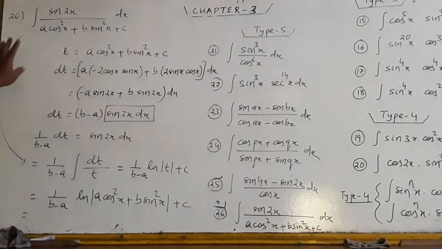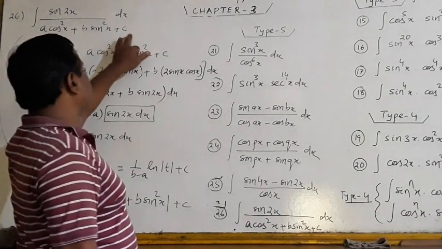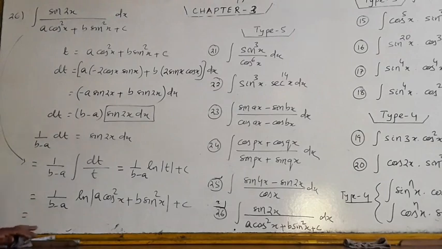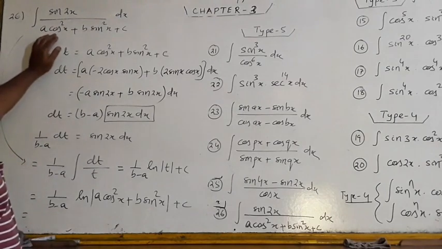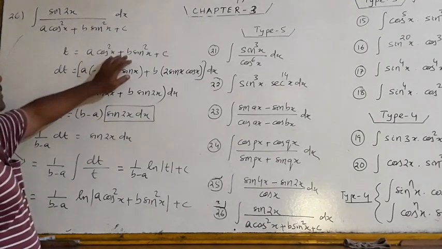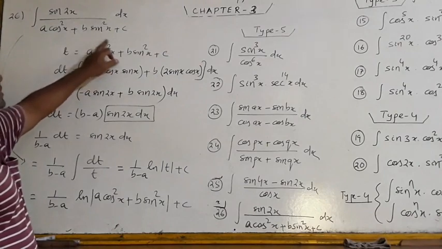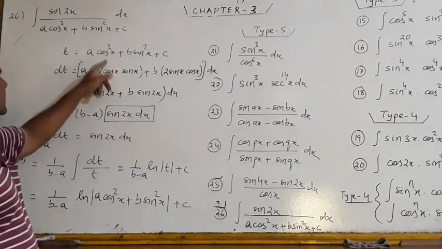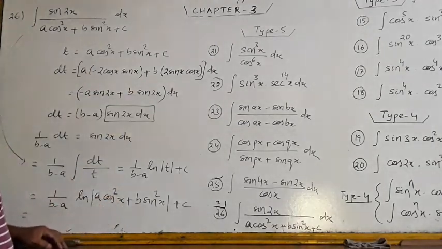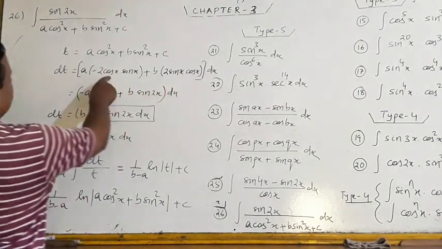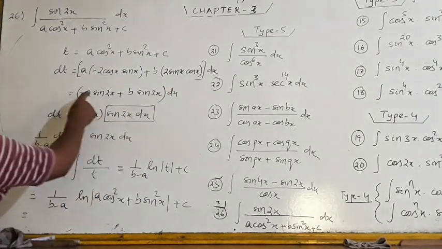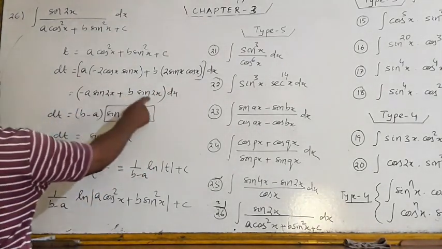Mind it, it is a very interesting problem. A cos square x plus b sin square x plus c is in the denominator, and in the numerator it is only sin 2x. But you have to know what is the derivative of cos square x. Put t is equal to the denominator. Derivative of cos square x is 2 cos x into minus sin x. That is minus 2 cos x sin x. What is the derivative of sin square x? It is 2 sin x into cos x. That is, it is minus a sin 2x plus b sin 2x dx. So it is b minus a sin 2x dx.